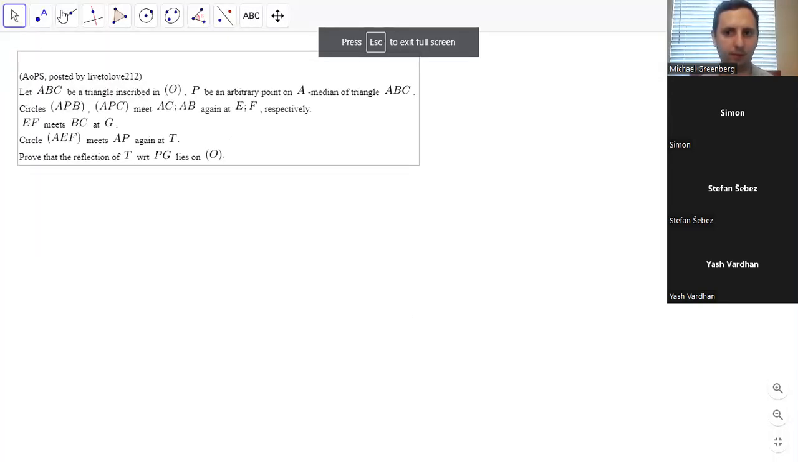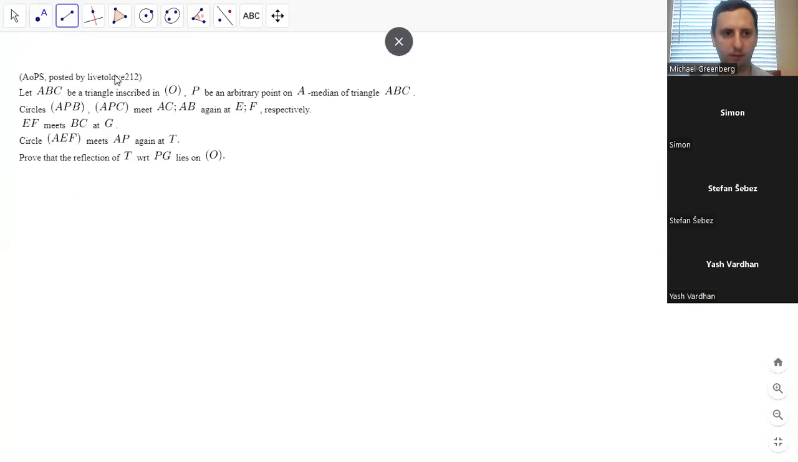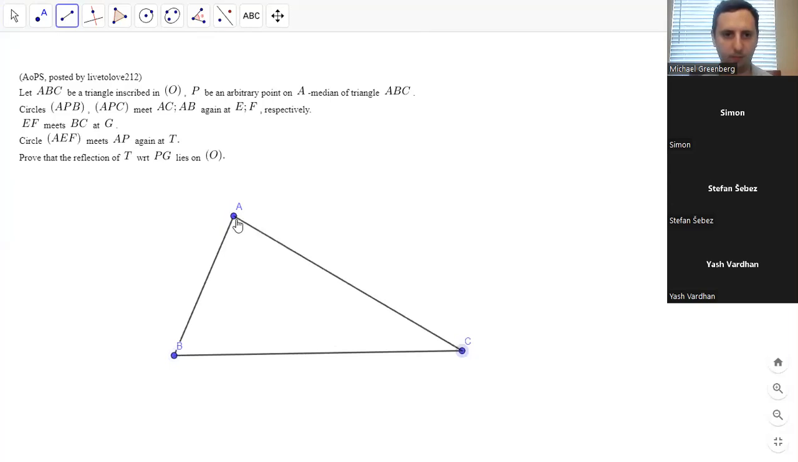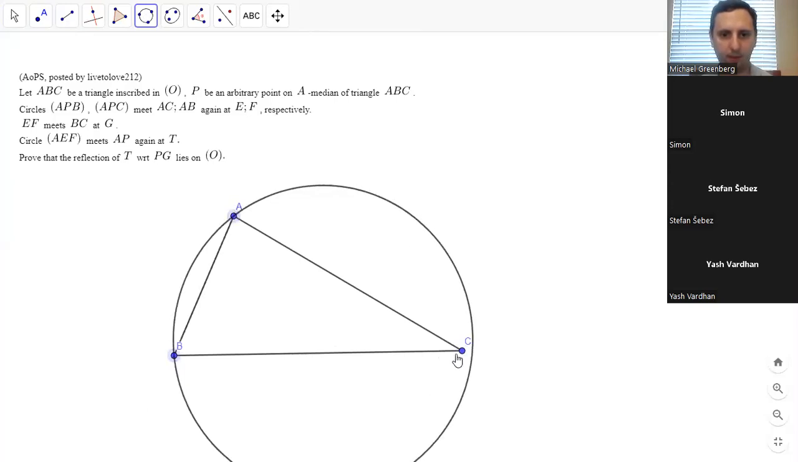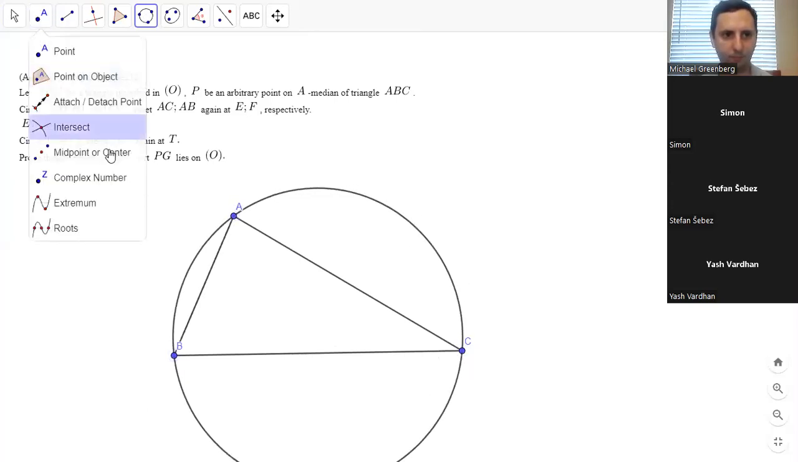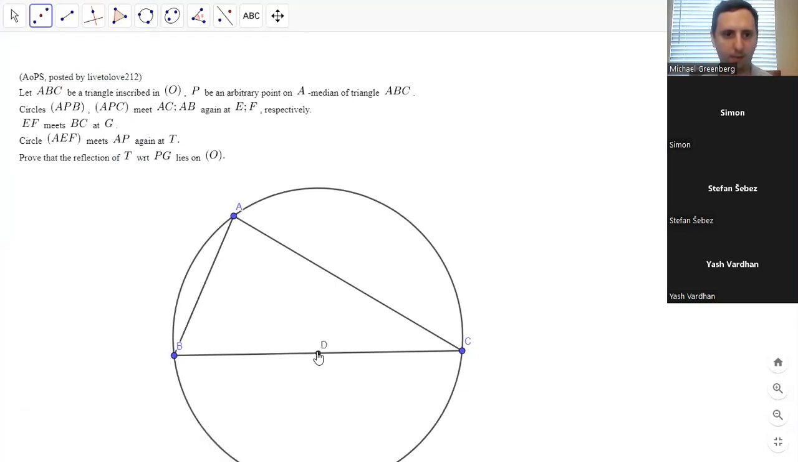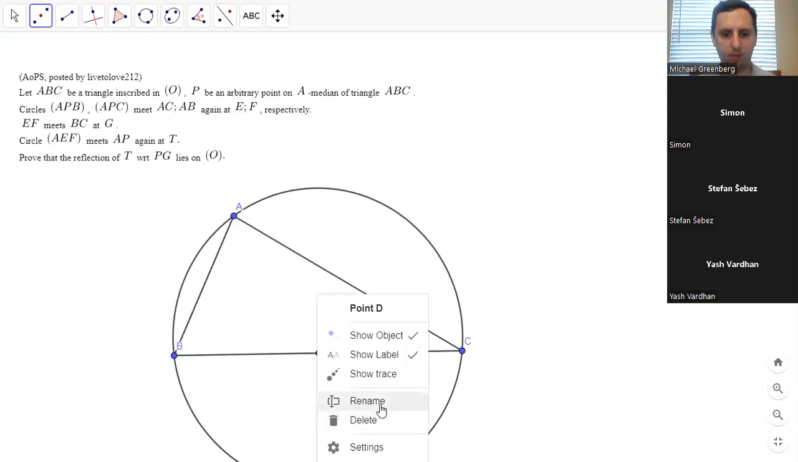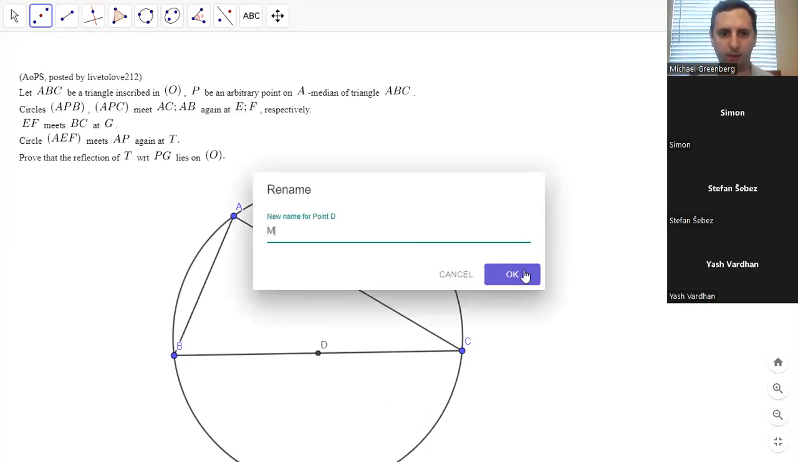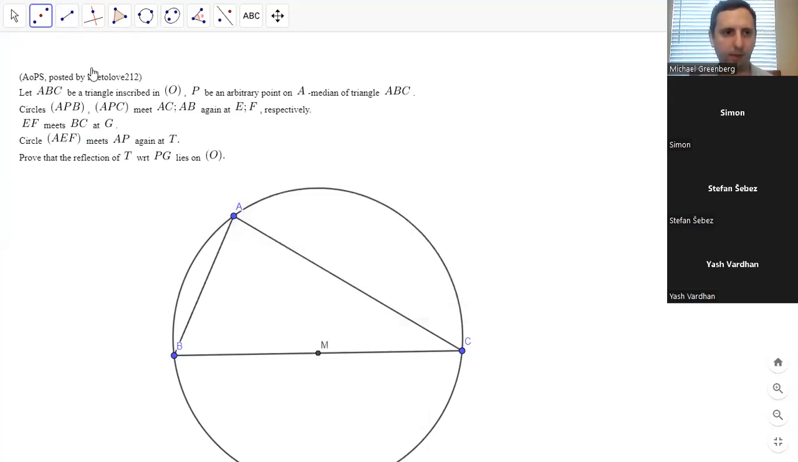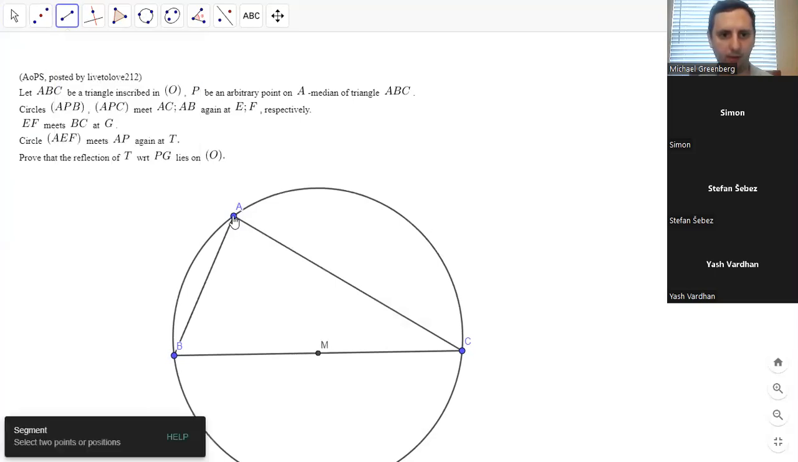So we have a triangle ABC inscribed in a circle O. And P is an arbitrary point on the A median. So we call this M. And then we draw the circumcircles of APB and APC.